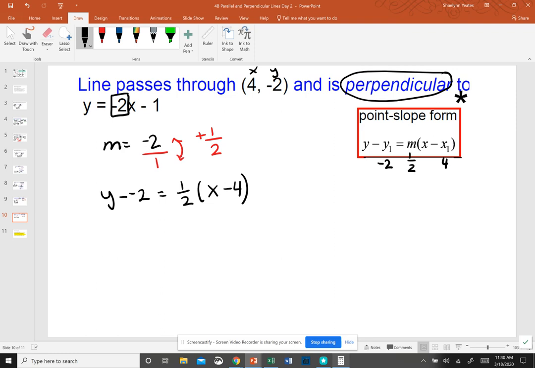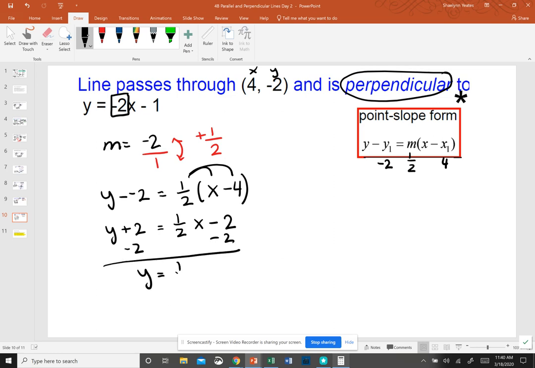Okay, so now if you want, you can simplify. So y minus negative 2 is the same thing as y plus 2. And then we've got a 1/2 x, because I'm distributing my 1/2. And then 1/2 times negative 4, if you don't know, you can use a calculator. I happen to know this one, so I'm just going to put minus 2. Okay, so now I'm going to subtract 2 from both sides. Again, if you don't know what negative 2 minus 2 is, use a calculator. There is no shame in that. So we've got y equals 1/2 x, and then negative 2 minus 2 is a negative 4. And there's my equation.